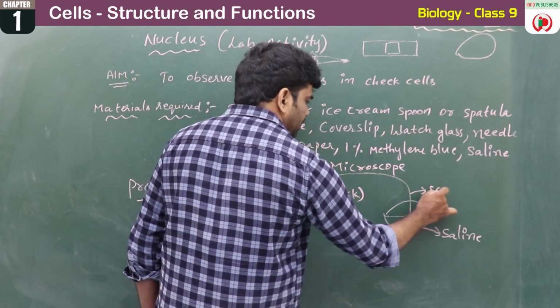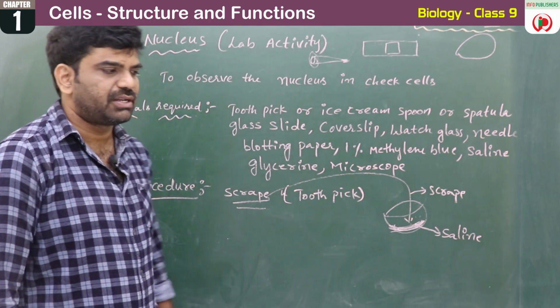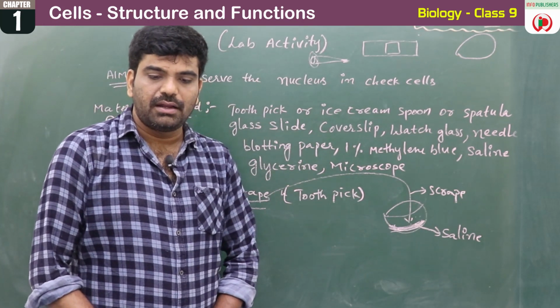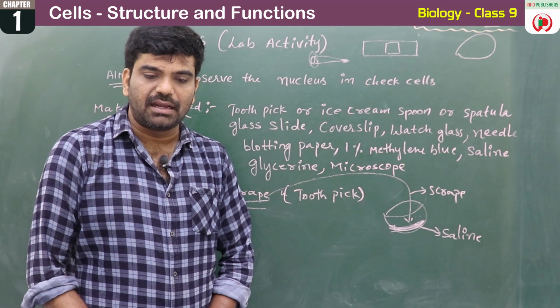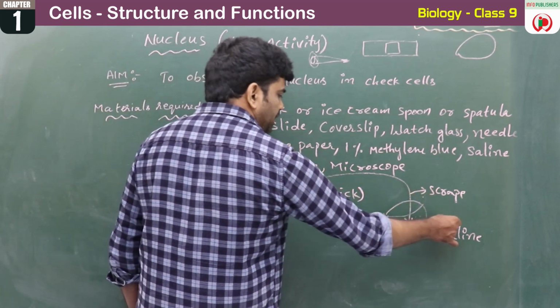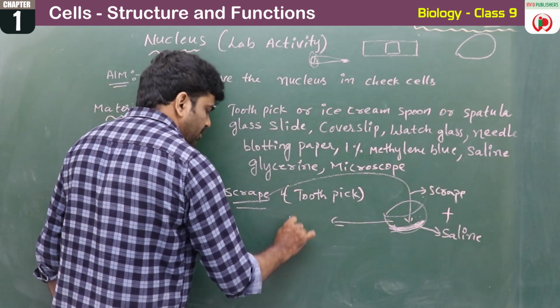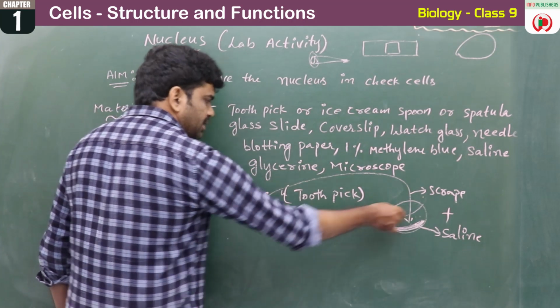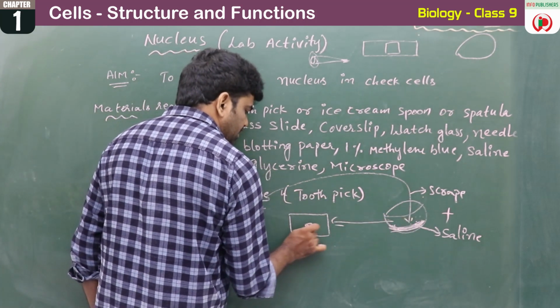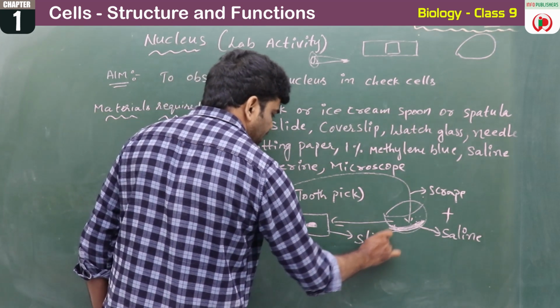So this is scrapie in a watch glass containing the saline. So that is the second step. And third one, here, then place the material on a glass slide. So then place the material, this scrapie plus saline, okay. So what you have to do, here you have to place this material. So this is a scrapie plus saline, no? This is a slide, glass slide.